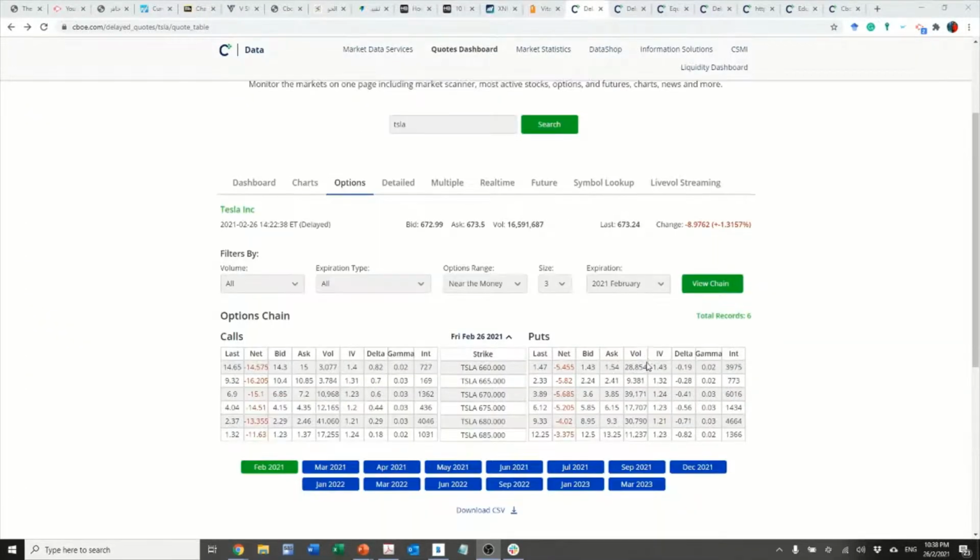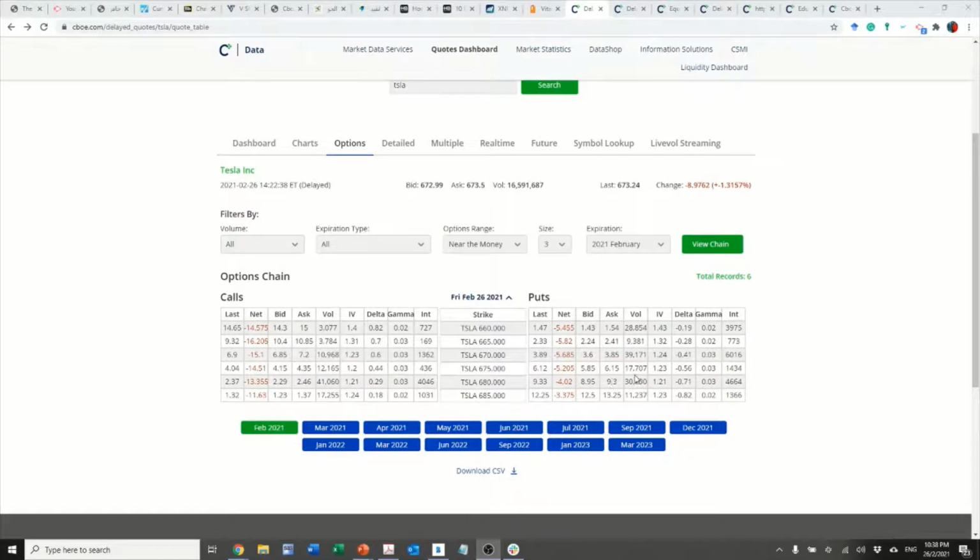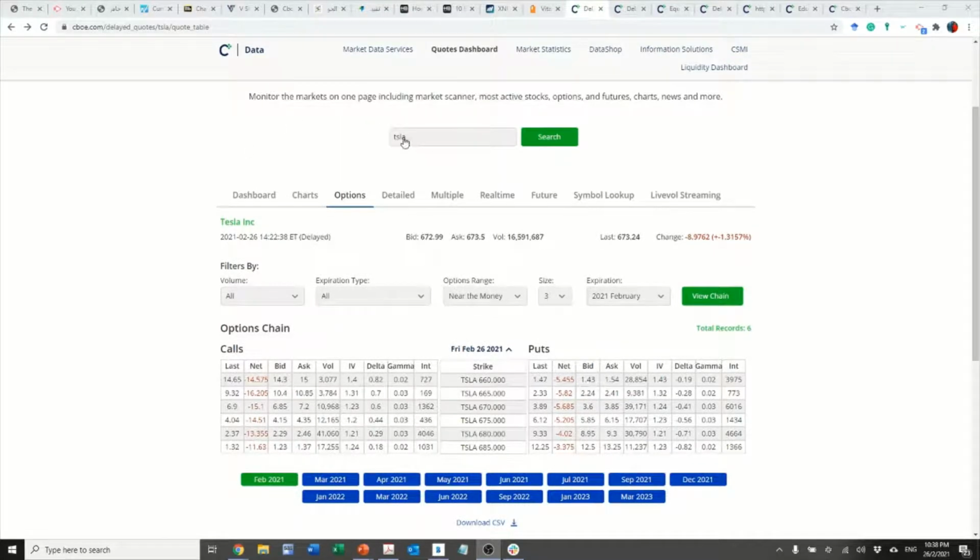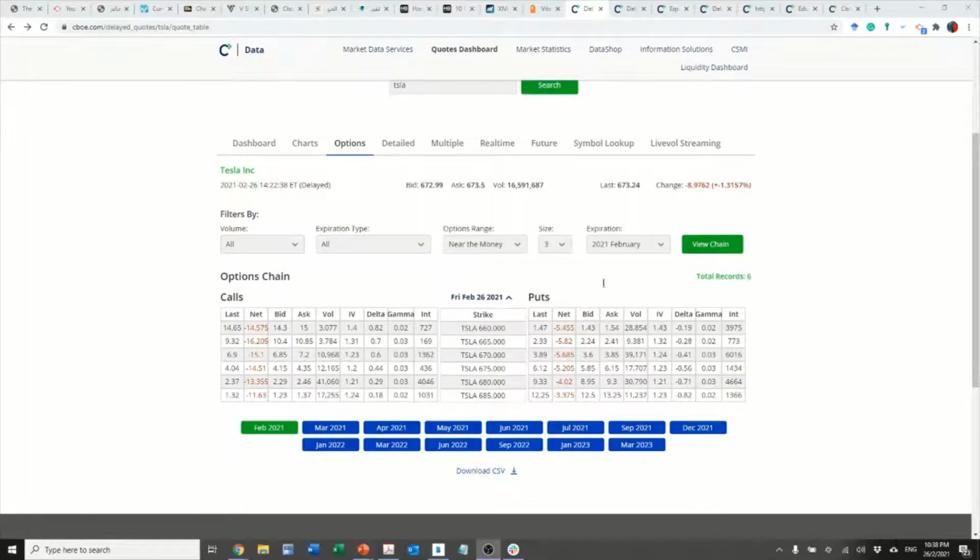Here we are looking at the option chain that belongs to options on Tesla stock. The underlying is Tesla stock, and we have call options and put options. Here we are looking at near the money options, so we're not looking at the whole set of available options. These options will expire on February 26.